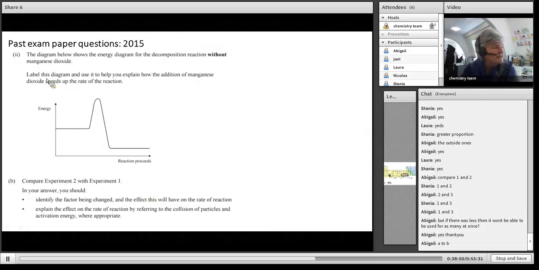And then it says, first of all label this diagram and use it to explain how the addition of manganese dioxide speeds up the rate of reaction. So what else do you need to add to this diagram?